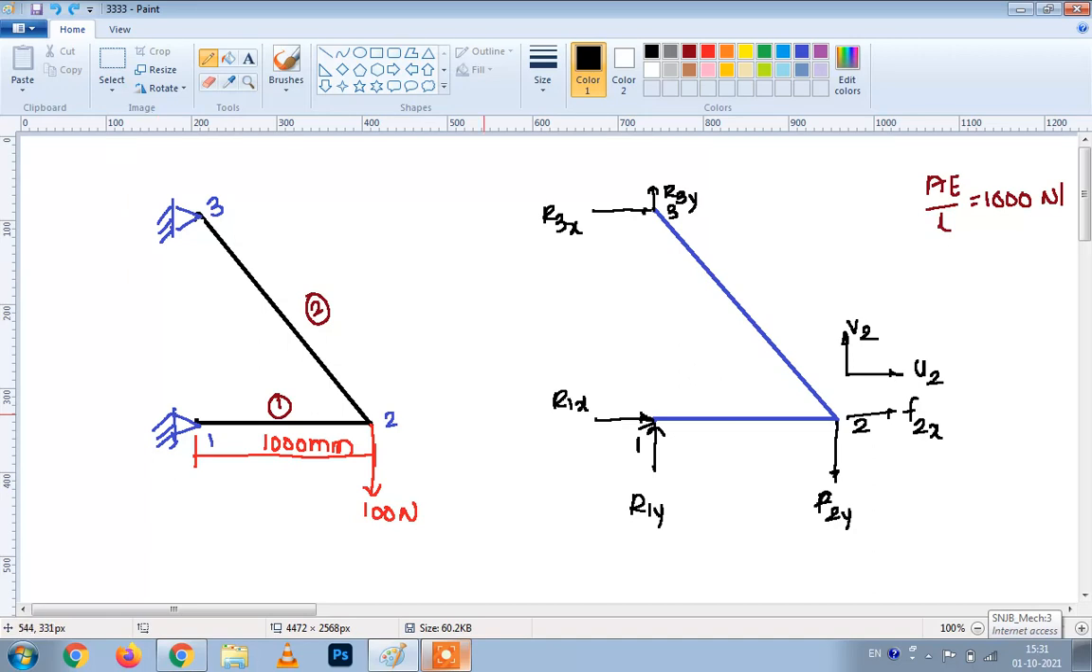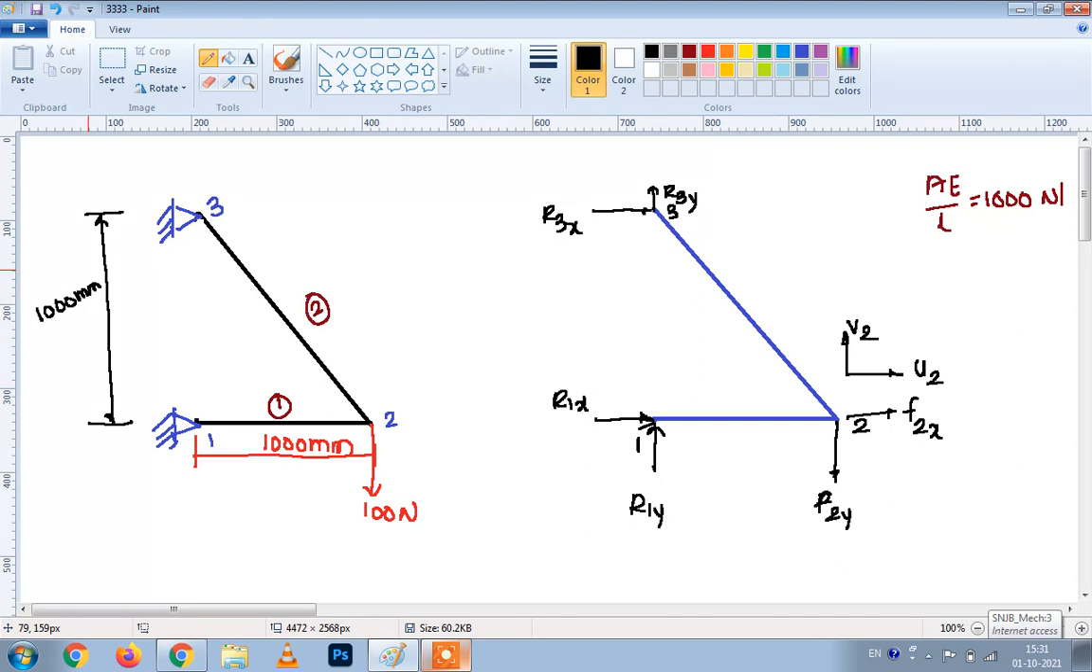So now we will draw the element connectivity. Here in addition to this, 1000 mm is the length of first element, and one more dimension is given, that the vertical distance between the node point number 1 and node point number 3 is also 1000 mm. It is also 1000 mm.